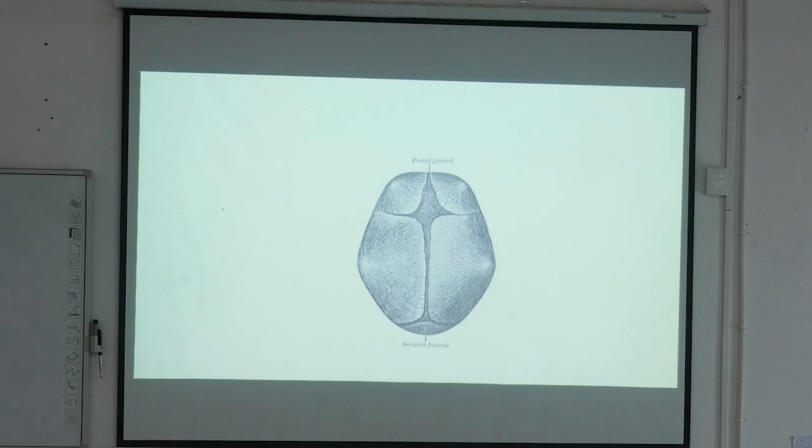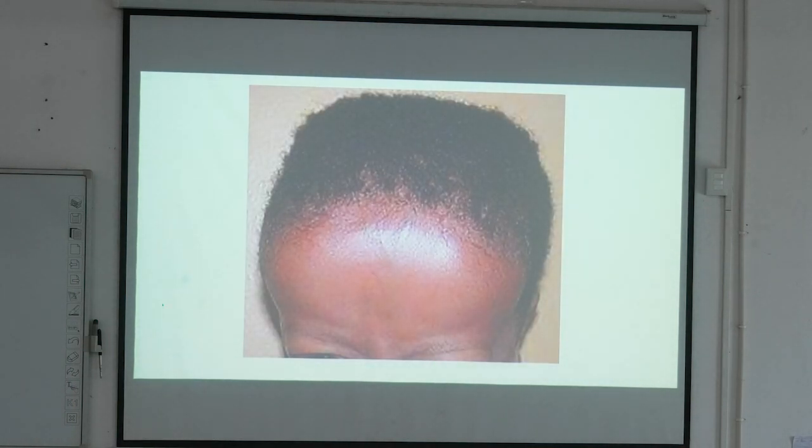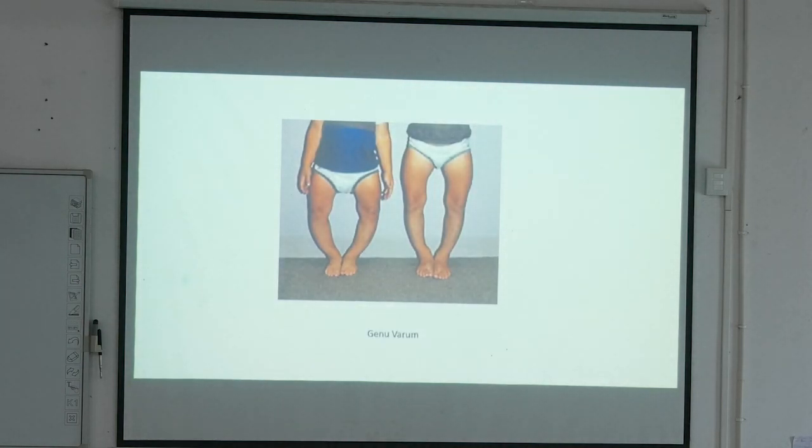This is the fontanelle, we just say enlarged fontanelle, frontal bossing and parietal bossing. Rickets findings. Bow legs. You will see some children with this type of findings due to rickets.